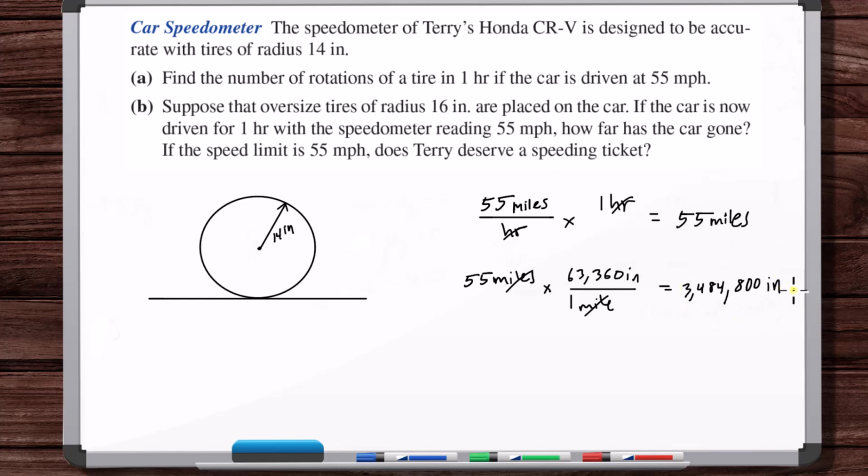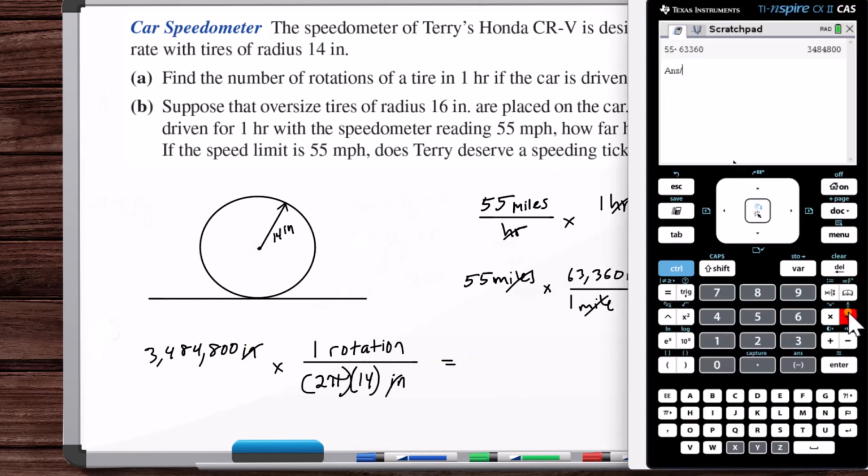Okay, so how many rotations of a tire is this? Well, we know that one rotation of a tire lays out a circumference. That's 2 pi times the radius, inches. So the inches cancel and we're left with rotations. So divided by 2 times pi times 14. So about 39,616 rotations.